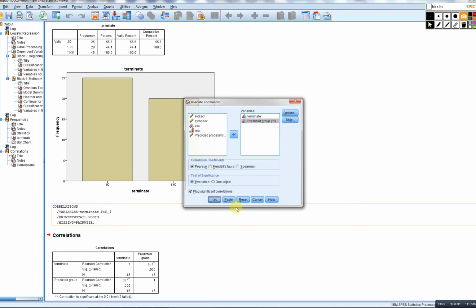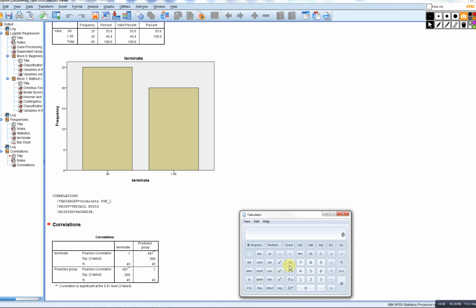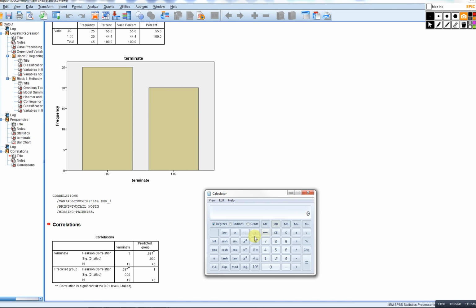And you see that the correlation between predicted and actual group membership was 0.687. So we can really quickly calculate R-square if we just take 0.687 and square it, which gets us 0.472 or thereabouts. Multiplying that by 100%, we would say that our predicted group membership explained about 47.2% of the variation in actual group membership. So that's a pretty good proportion of variance accounted for.